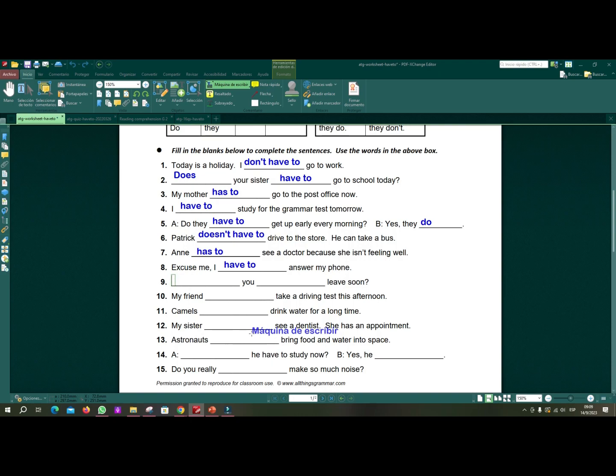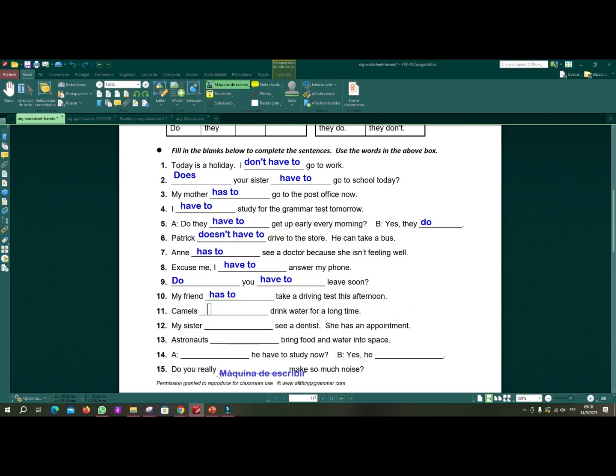Mr. Abraham? That is a question. So, the auxiliary do, right? Do you have to leave soon? Right? Nice. My friend, what? That is third person also. My friend has to take a driving test this afternoon. Okay.